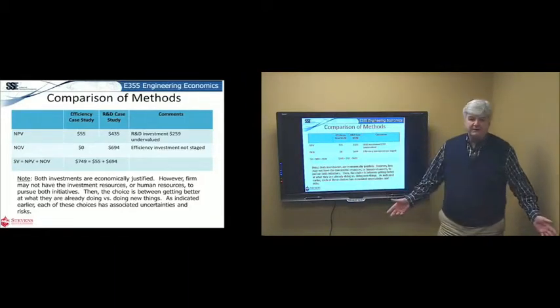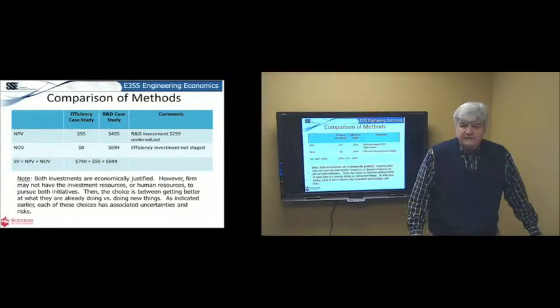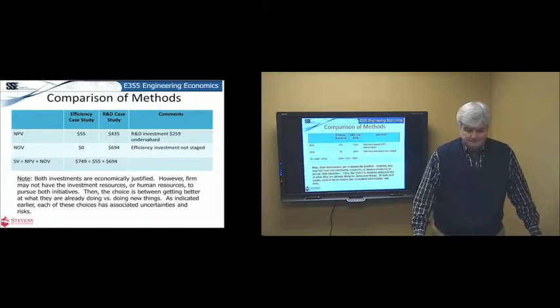The key point here is that the net present value very much undervalued the value of an investment where you could stage the decisions, where you could stage the investments. In general, net present value is more conservative than net option value.